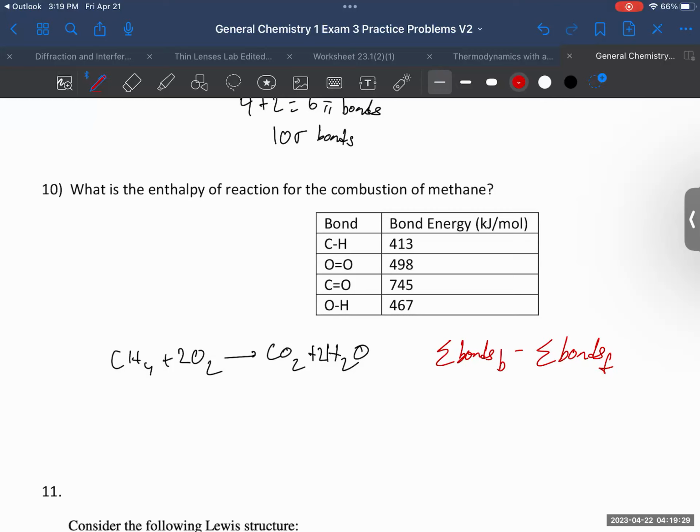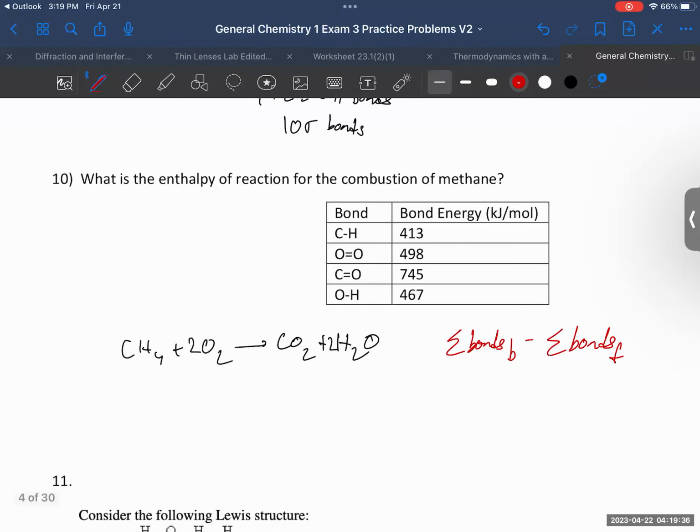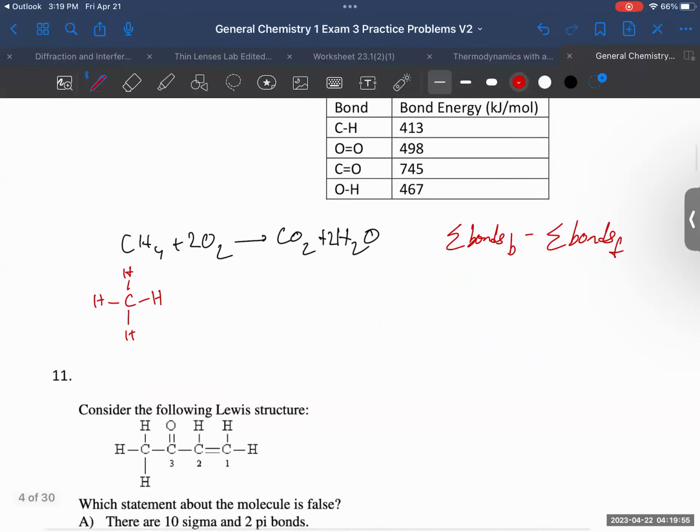Anyway. So how many carbon hydrogen bonds do we have on our reactant side? 4, because we drew out CH4. So 4 CH bonds. So that's 4 times 413. All right. Now, what about how many oxygen-oxygen double bonds are there? There is just 2. So 2 times 498. Is that it for our bonds broken side?